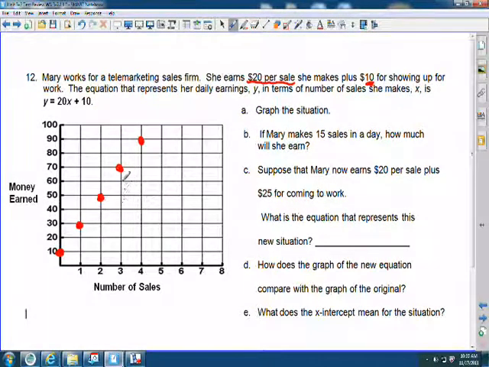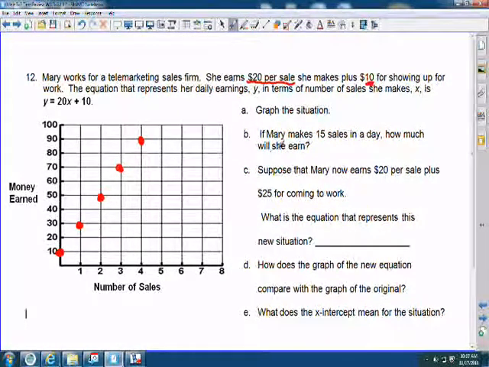Now, should I draw a line through this, or should I keep it as dots? You want to keep it as dots because this is the number of sales. She's not going to have a half of a sale. They're not going to pay her $10 for getting close to a sale. So it needs to be the dots.